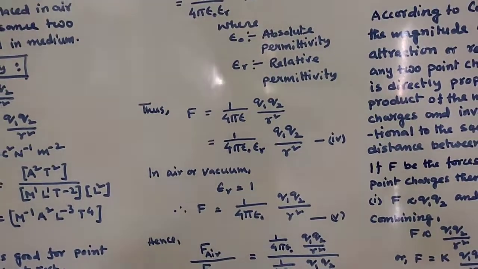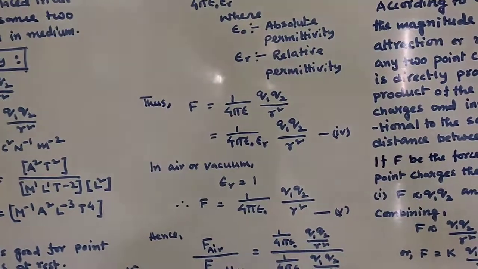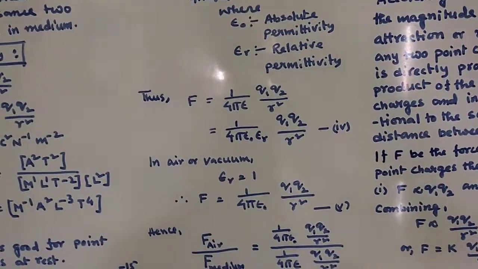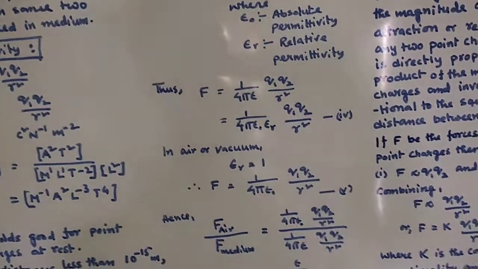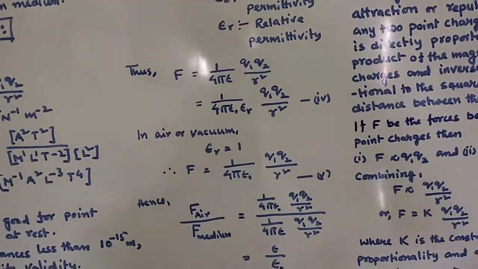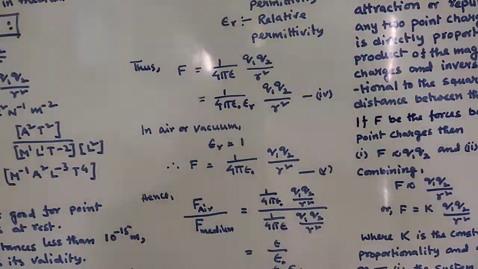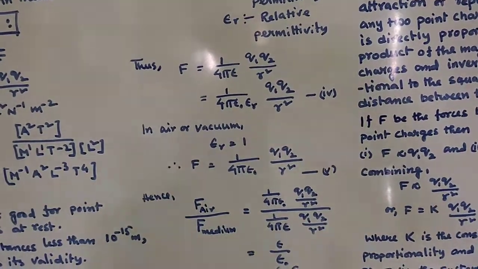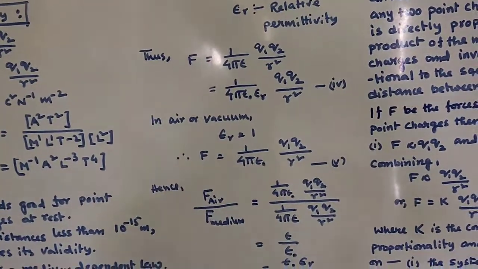Now you can define for air or vacuum epsilon r equal to 1. So F equal to 1 by 4 pi epsilon naught Q1 Q2 by R square. For medium, it is 1 by 4 pi epsilon. So we are trying to find the ratio F air by F medium. So 1 by 4 pi epsilon naught q1 q2 by r square, that is for air. For medium, 1 by 4 pi epsilon q1 q2 by r square.